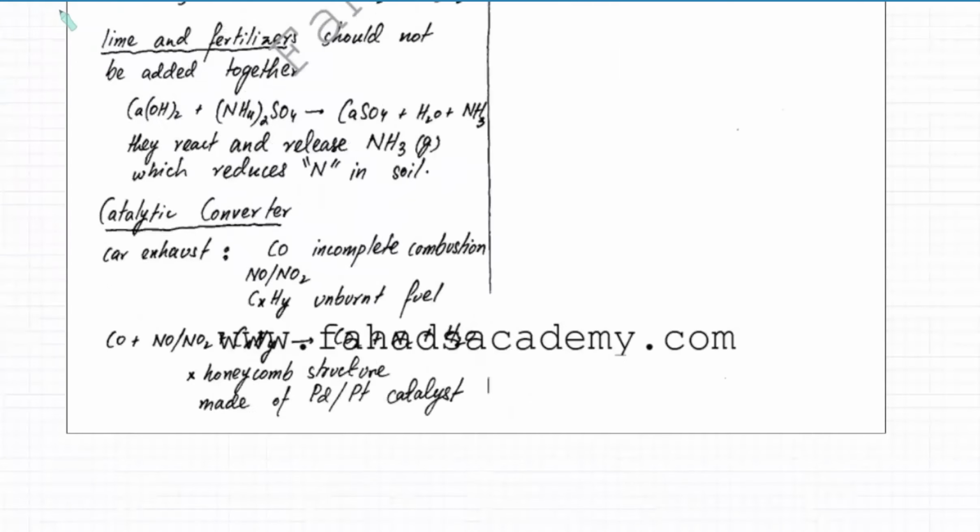So this is about the catalytic converter. Catalytic converters are made up of a honeycomb structure made of palladium or platinum. Let me write the equation. All these gases are produced. Carbon monoxide is produced due to incomplete combustion. This is produced when air burns up. The nitrogen in the air burns up. And you've got unburnt fuel as well.